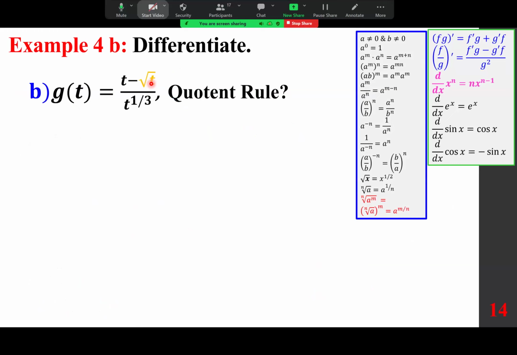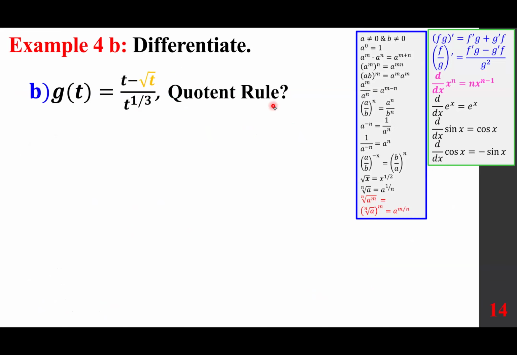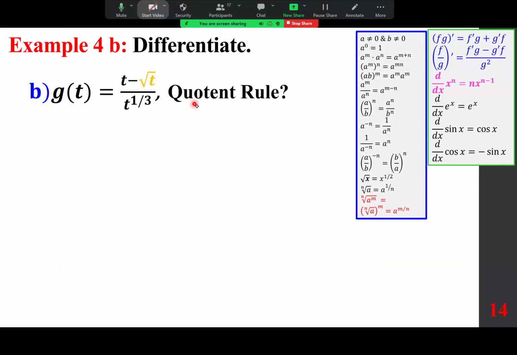G of t is t minus square root of t over t to the power of 1/3. The reason I'm asking about quotient rule is to mention a very important concept: if you need to use the quotient rule and you try to avoid it, normally it makes it more difficult. If you don't have to use the quotient rule and use it, normally one makes a mistake. So why am I asking this question? Because if you make up two fractions, you won't need to use the quotient rule.